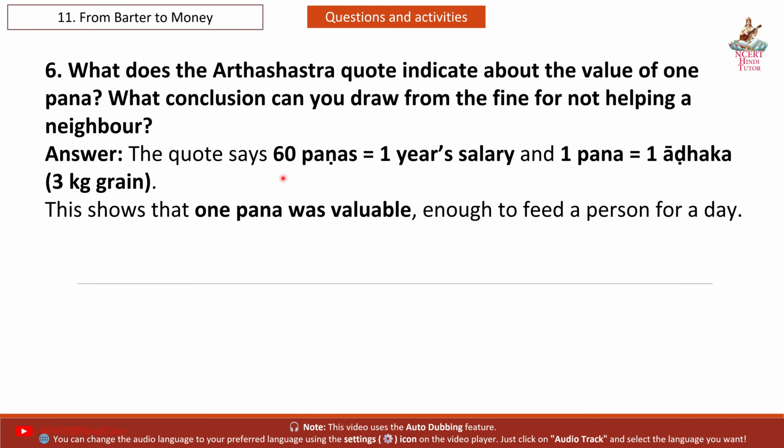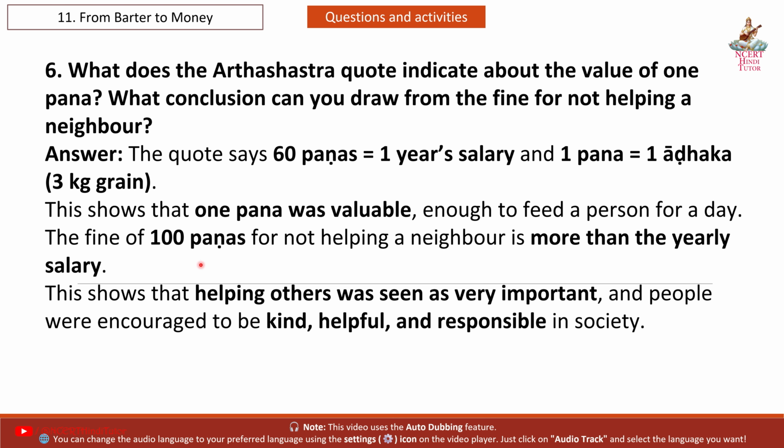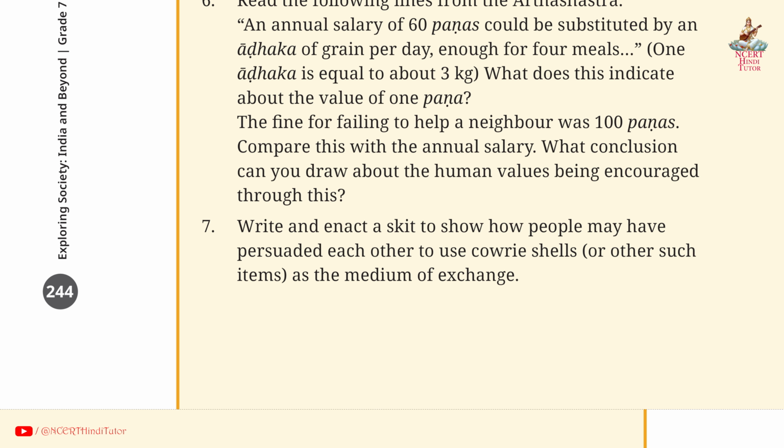Answer. The quote says 60 panas is equal to 1 year's salary and 1 pana is equal to 1 adhka, about 3 kg grain. This shows that 1 pana was valuable enough to feed a person for a day. The fine of 100 panas for not helping a neighbor is more than the yearly salary. This shows that helping others was seen as very important and people were encouraged to be kind, helpful, and responsible in society.